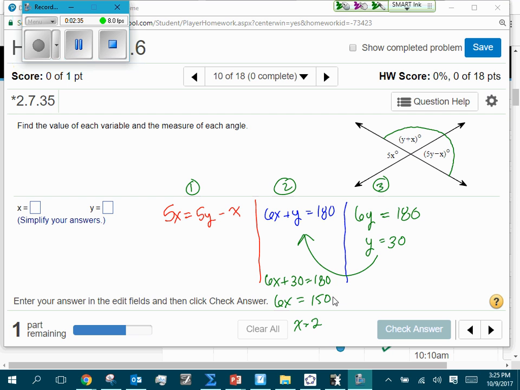What, 25 times? Yeah, that makes sense. 6 quarters is $1.50. So we get x to be 25, y to be 30.